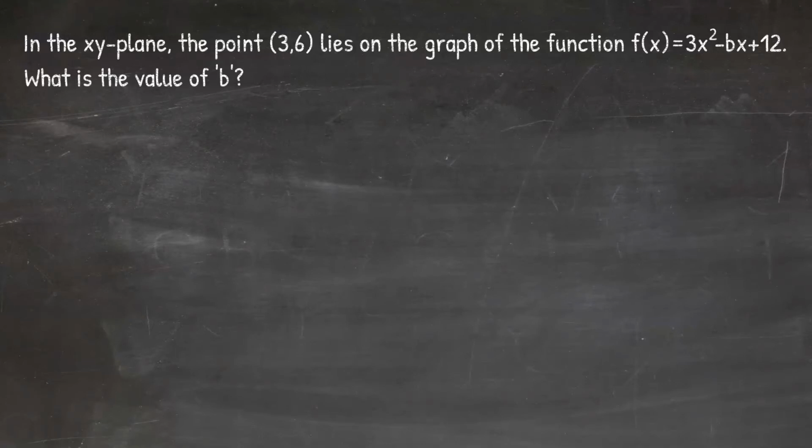In the xy plane, the point (3, 6) lies on the graph of the function f of x equals 3x squared minus bx plus 12. What is the value of b?